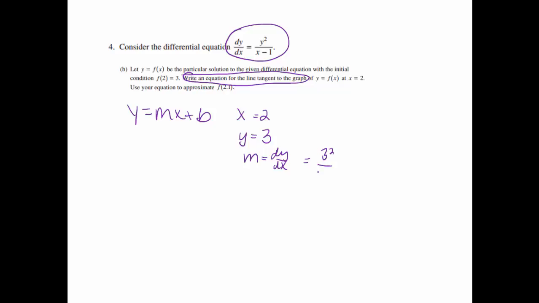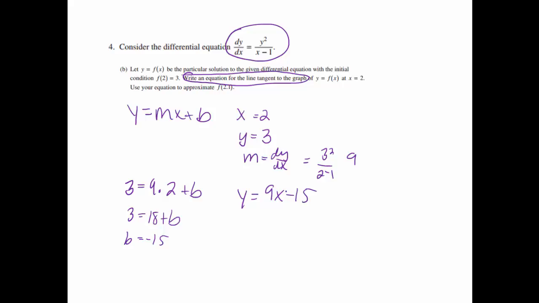So I'm going to get 3 squared over 2 minus 1, and that is going to give me 9. So I have all of my parts. Now all I need to do is plug it in. So I'm going to have 3 equals 9 times 2 plus b. 3 equals 18 plus b. b equals negative 15. So when they ask me for the equation of the tangent line, it's going to be y equals 9x minus 15.